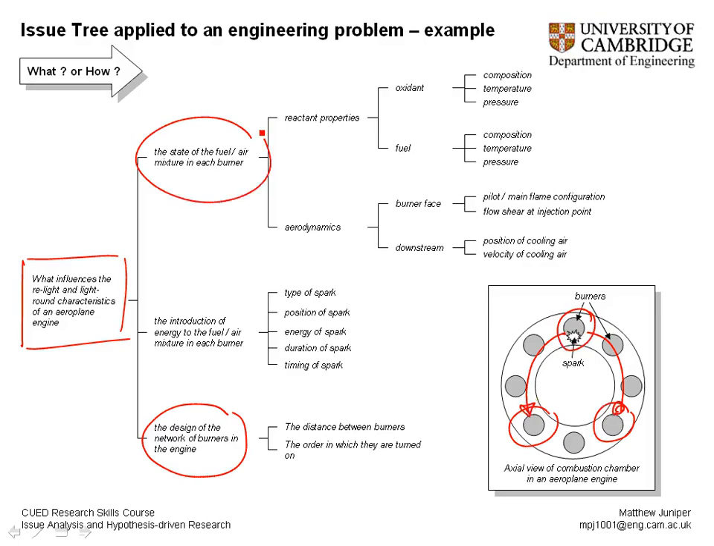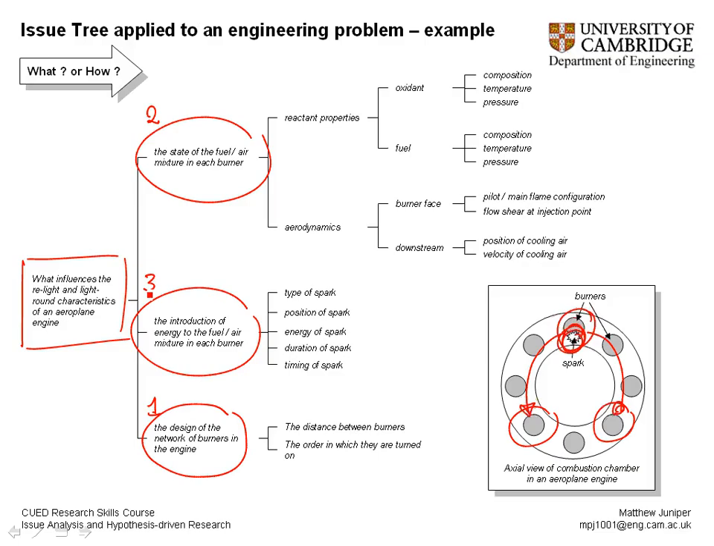Let's go to the top now. If we look at each individual burner, there's the state of the fuel-air mixture. So in other words, how you're injecting the fuel, how you're injecting the air within each burner. And then finally, you've got to introduce energy to a burner in order to light it. So we're talking now about the spark. So we divide this up into three separate areas. First of all, the design of the network of burners in the engine. Secondly, each individual burner before you put in the spark. And thirdly, the introduction of energy into the burner via a spark.